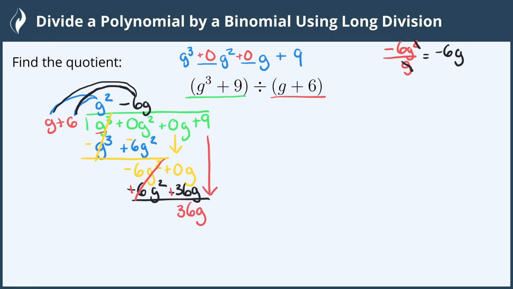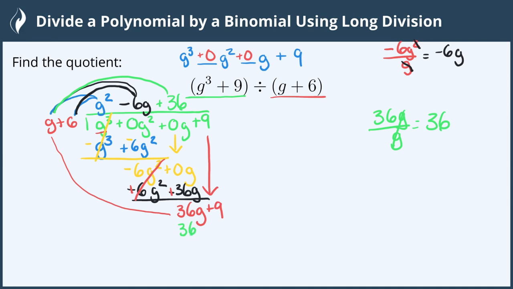And then we bring down the last term, which is plus 9, and we find what we get when we divide 36g by g, and that's a positive 36. If you need to do a little scratch work off to the side, we can do that over here as well. 36g divided by g gives us the answer of 36. And then we're going to multiply again to both terms like using the distributive property. 36 times g gives us positive 36g, and then 36 times 6 gives us a positive 216.